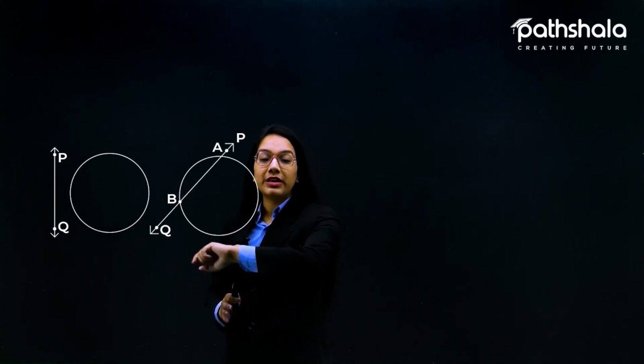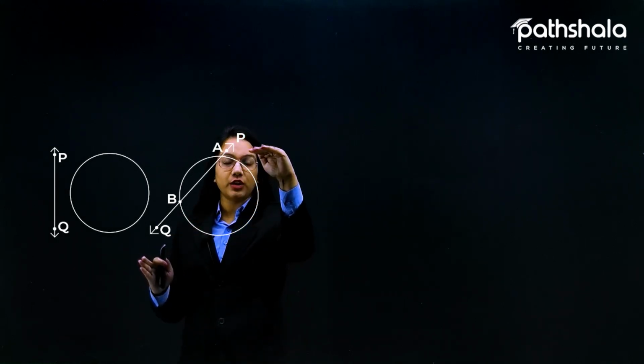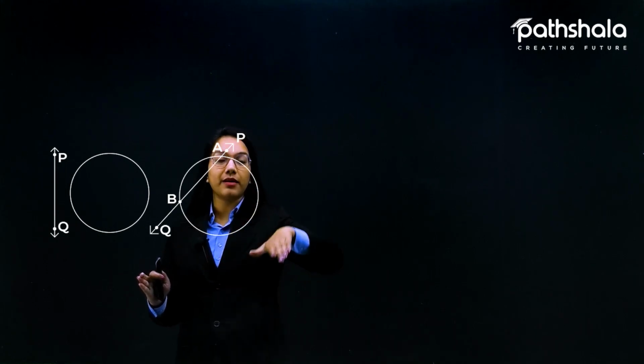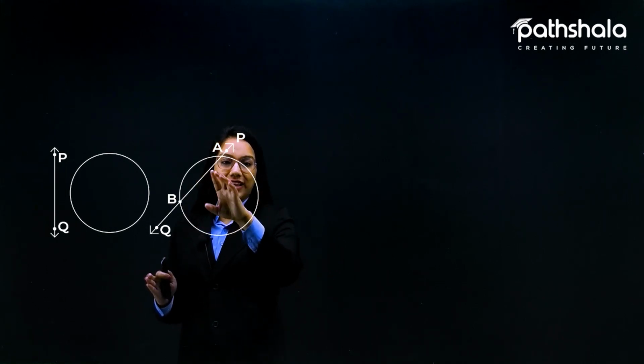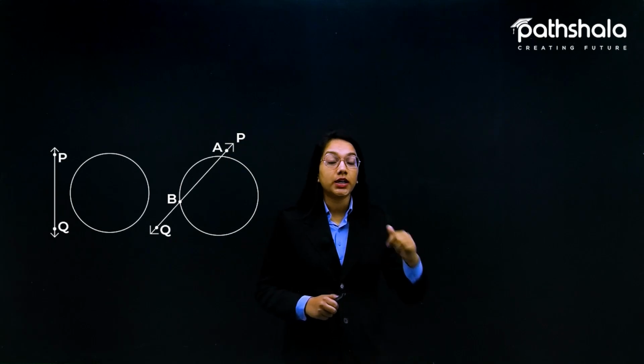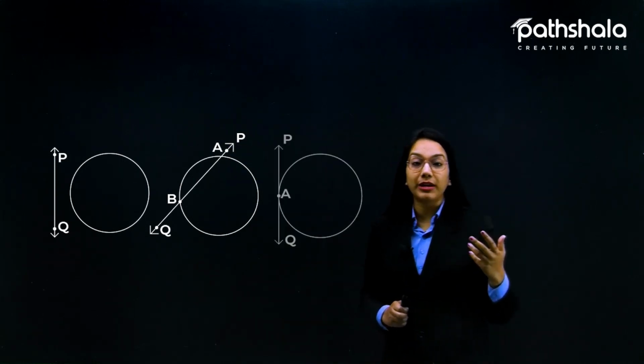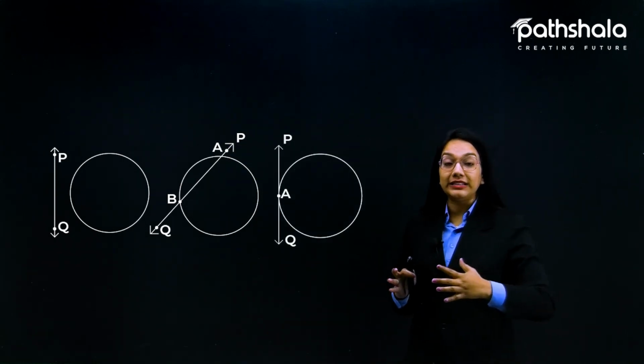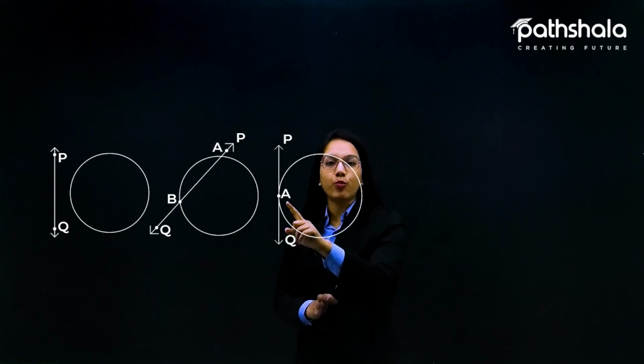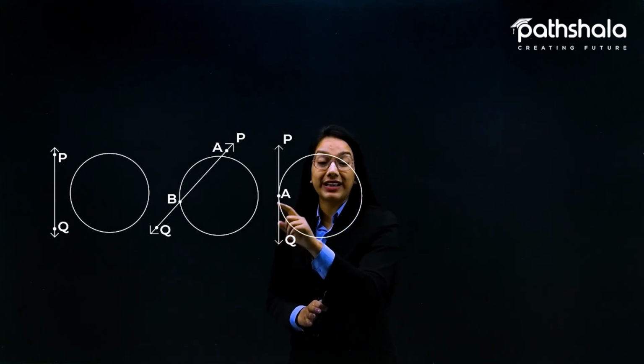You can see here that this line PQ is intersecting this circle in a plane at 2 common points, A and B. The third possibility is that the line can intersect the circle at only 1 point, which is this point A.